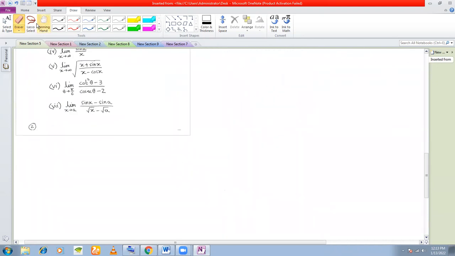Number 6. Given limit is limit theta tends to pi by 6, cot square theta minus 3 divided by cosec theta minus 2.